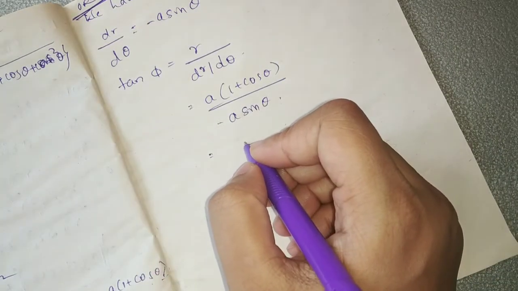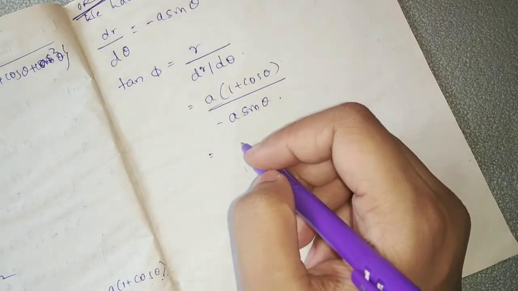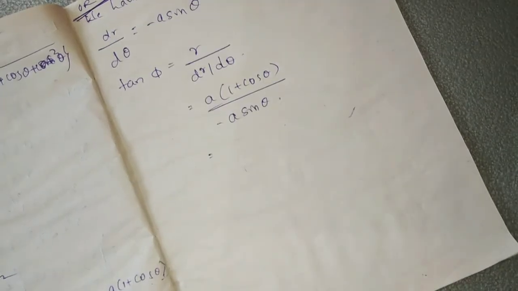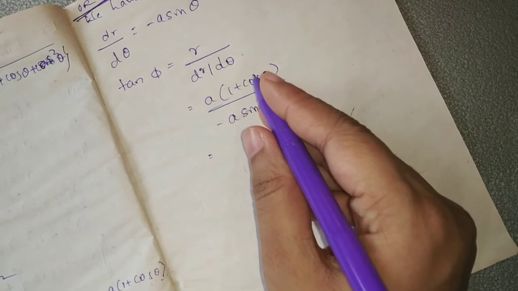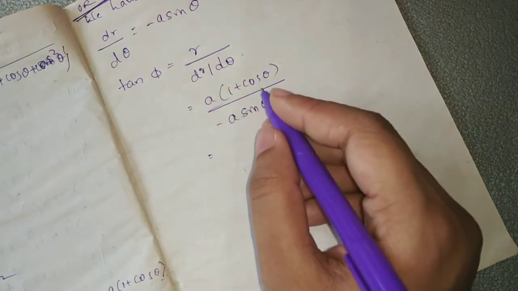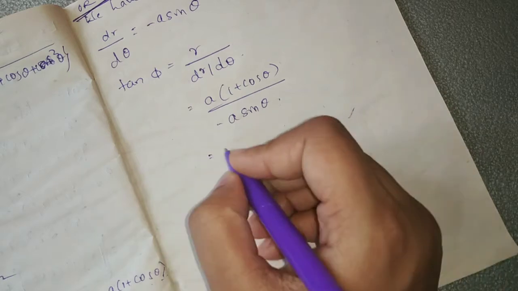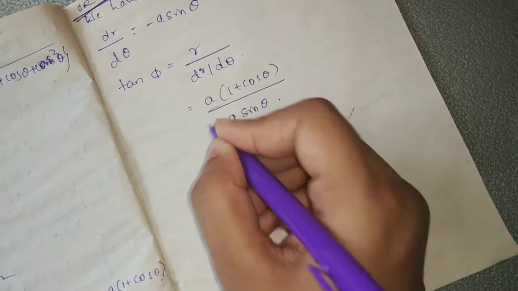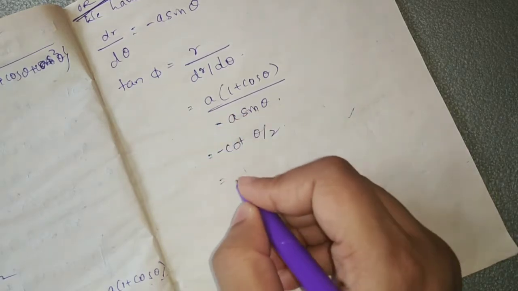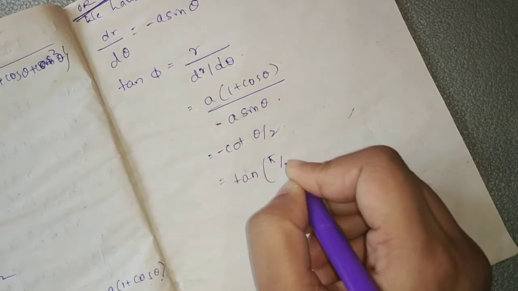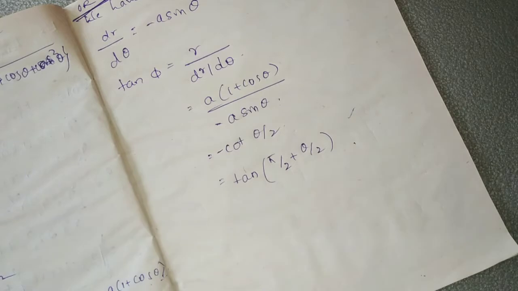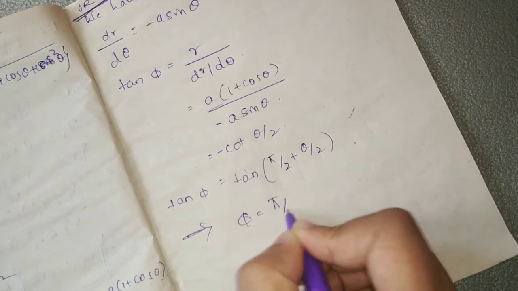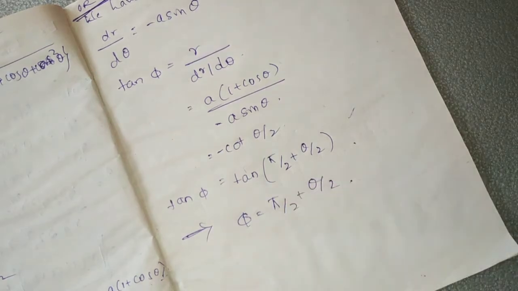Converting it to half angle formula, a can be cancelled. 1 plus cos theta is 2 cos square theta by 2. Sin theta is 2 sin theta by 2 into cos theta by 2. So by cancelling in the numerator it will be cos theta by 2 divided by sin theta by 2, nothing but cot theta by 2. Here is a negative sign. Cot in terms of tan will be tan of pi by 2 plus theta by 2, which is the value of tan phi, which implies phi equals pi by 2 plus theta by 2.